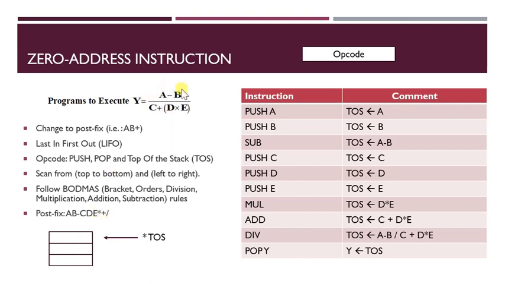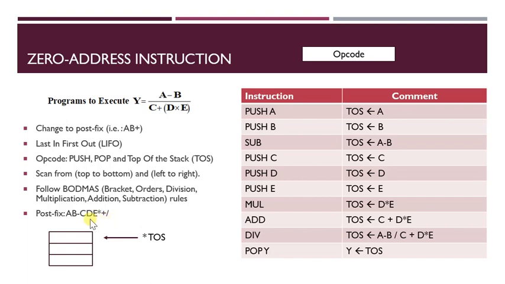So this one, AB, you have the minus operation at the end of the variables A and B, and then you do CDE, right? And then you do the multiplication first, you do the addition, and then you do the division.